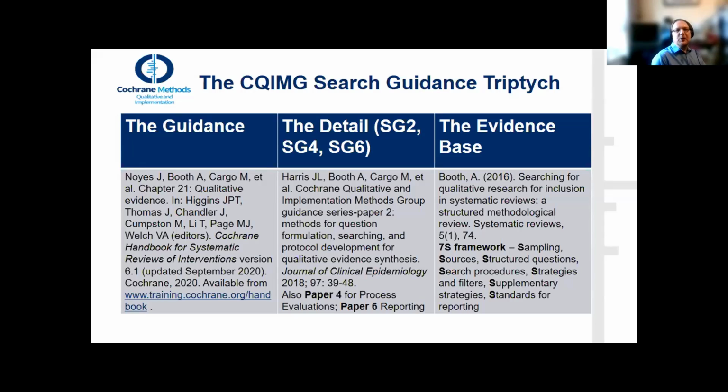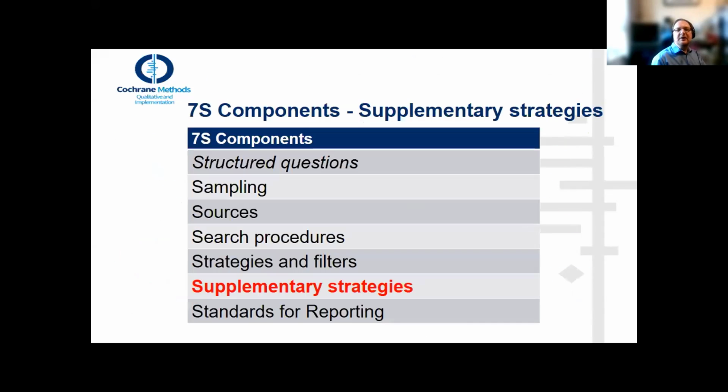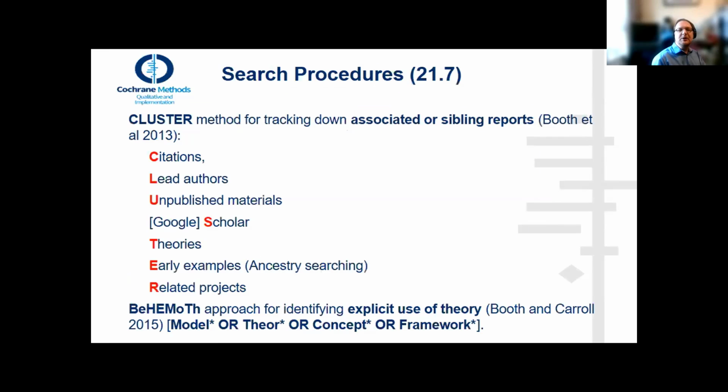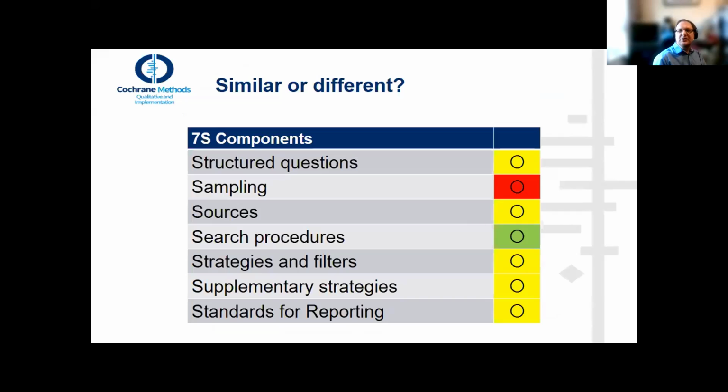So that's why it was flagged with a red. The search procedures, because the databases work in the same way, that was the only one with the green, because you can't do anything new with the database. Everything else was in yellow, and I probably should flick back. Everything else was in yellow because they are similar enough for you to recognize the connection between what you're trying to do qualitatively and quantitatively, but they're not similar. For example, there are different filters, there are different sources. So here we have it. Sampling is the most different, search procedures is the least different, and for the rest you just need to be aware that although it may bear similarities to what you're used to, there are some specific considerations, and that's what I've highlighted in the subsequent slides.